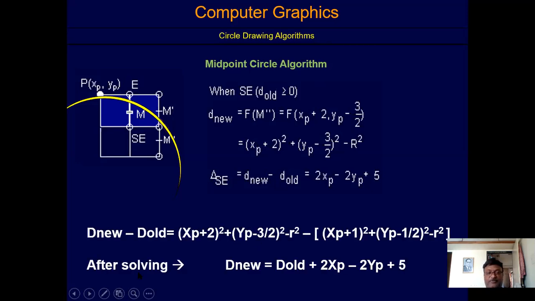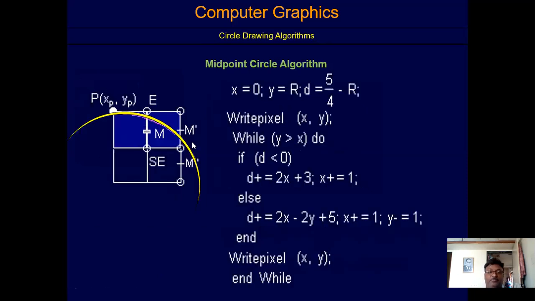Once you solve this, after solving, you get d new value is equal to d old plus 2xp minus 2yp plus 5. Now this is all mathematical calculation. Now I have to switch yours to the algorithm. Now see how we are going to write the algorithm.